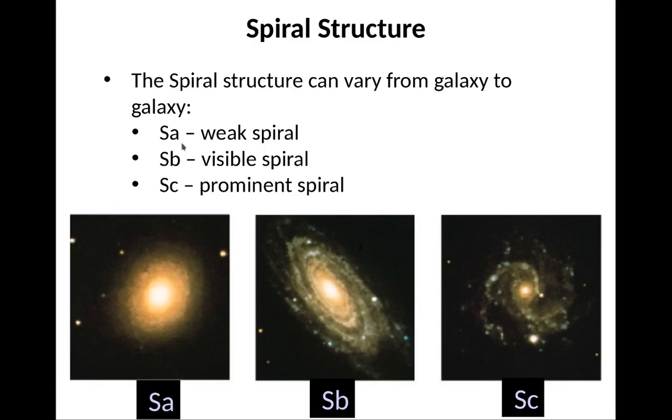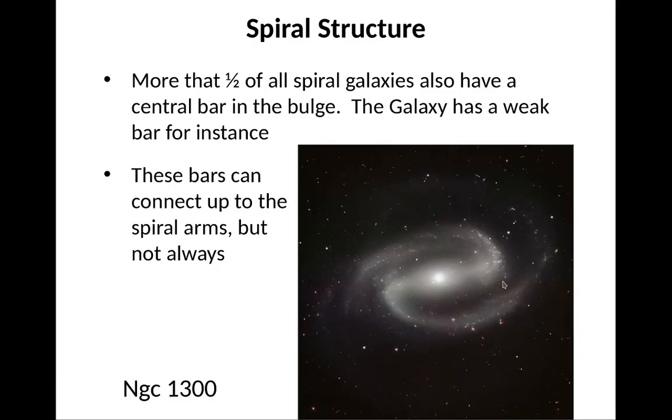Okay, the spiral structure can vary from galaxy to galaxy. So SA galaxies are weak spirals, so here's a weak spiral. SB is a visible spiral, and SC is a prominent spiral, right? So astronomers have great ways of naming things, right? A, B, and C, right?